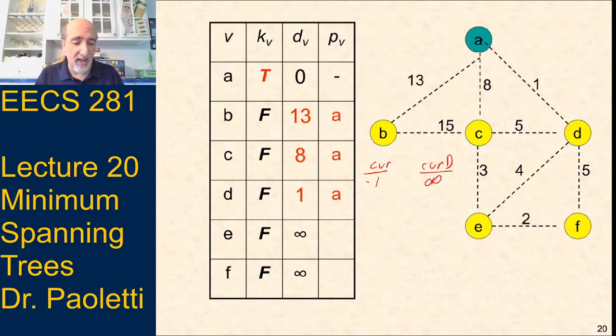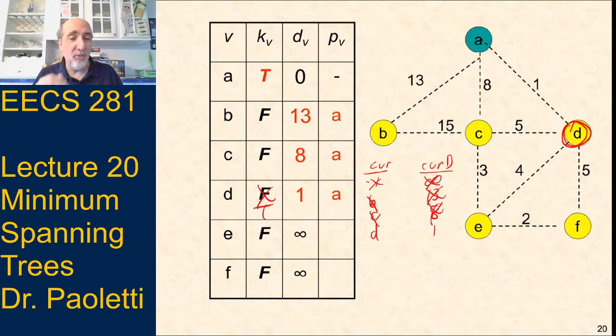A is true. We can't even look at it. B is false. 13 is better than infinity. So it looks like, hey, B is our potential best false one. Okay, let's move on to C. C is false. 8's better than 13. Hey, maybe C is the one. Let's move on to D. D is false. 1 is better than 8. Maybe D is the one. E is false, but infinity is not better than 1. F is false. Infinity is not better than 1. There we go. We found our current vertex, or V. So we've picked D. We mark D as true.